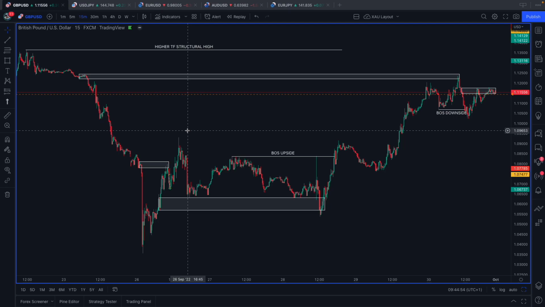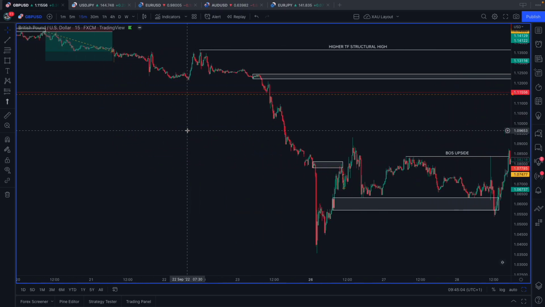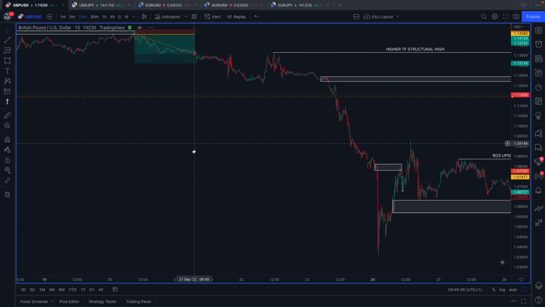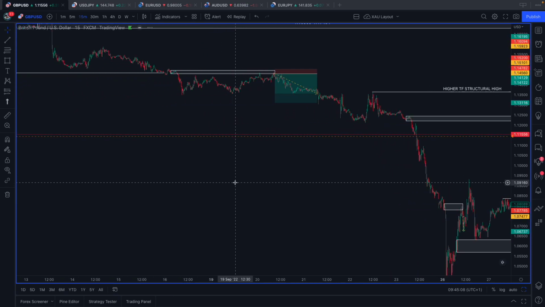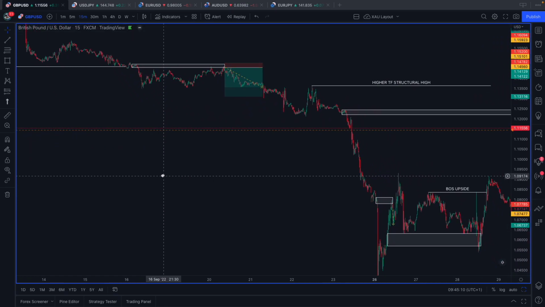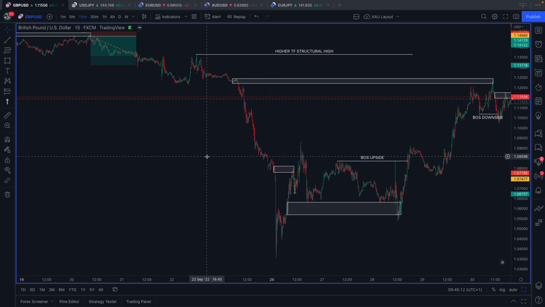So the first market I'm going to be going through is Great British Pound to the US dollar. As we can see on screen, this market is predominantly bearish. If we just trail back, we'll see how this market is predominantly bearish. So we want to be looking for sell positions as we want to trade alongside the prevalent trend.